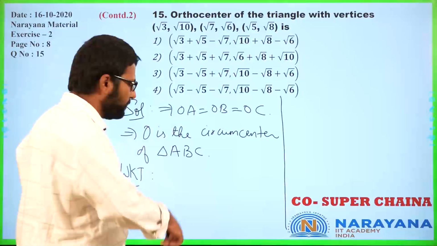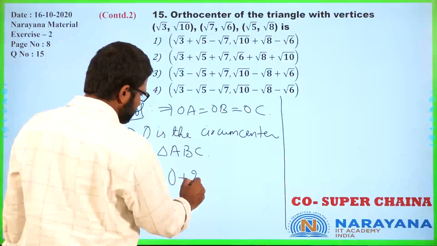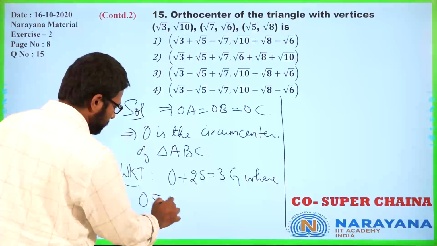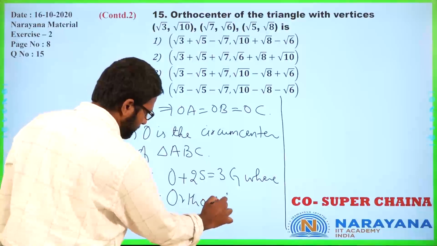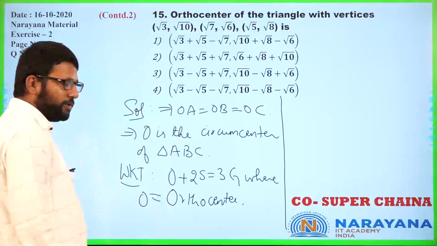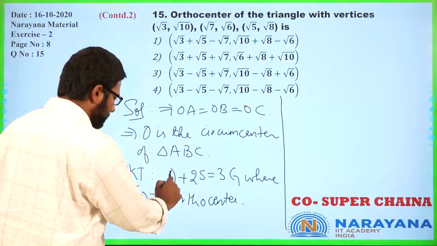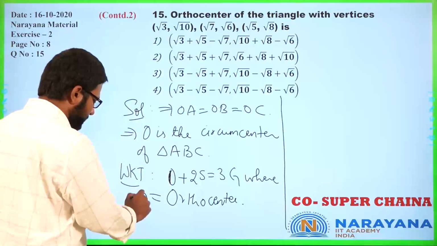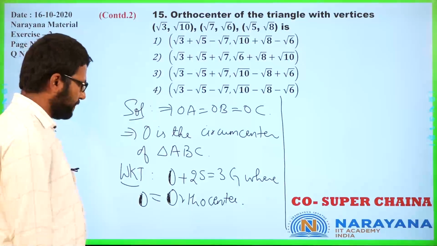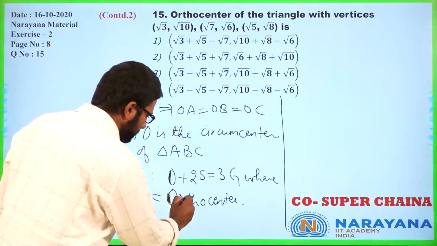If you bring in the centroid also, we know that O plus 2S equal to 3G, where O equal to orthocenter. Now I want you to be careful. This O is the origin and this O is the orthocenter. So just be a little bit careful. If you want, I will just draw a slight line here to differentiate the two O's. Alright. So we know that O plus 2S equal to 3G, where O is the orthocenter.